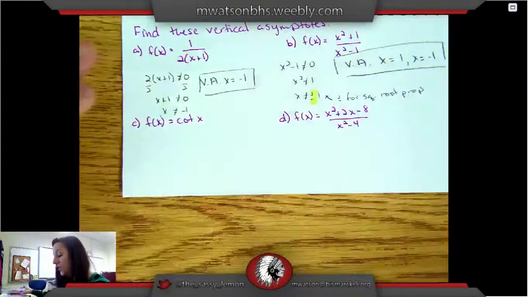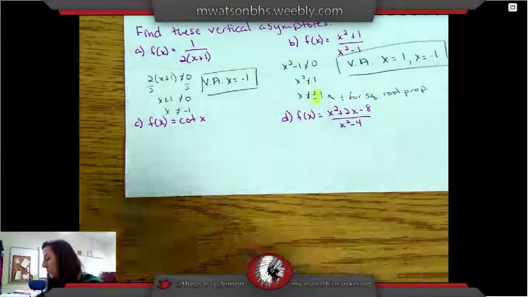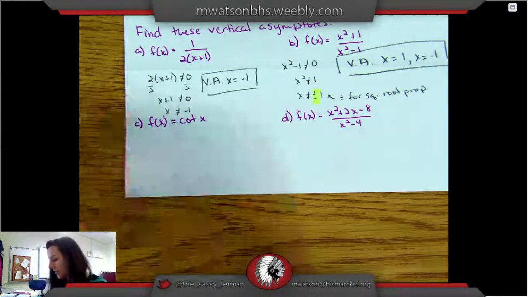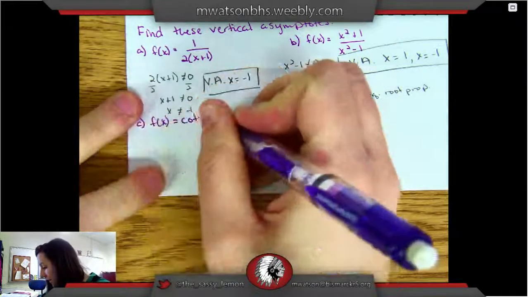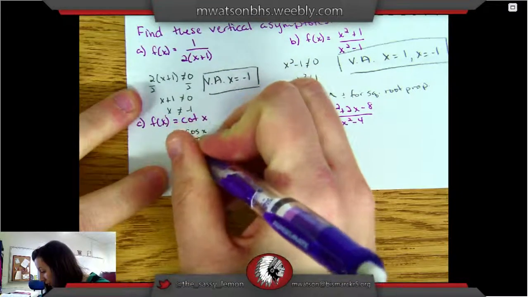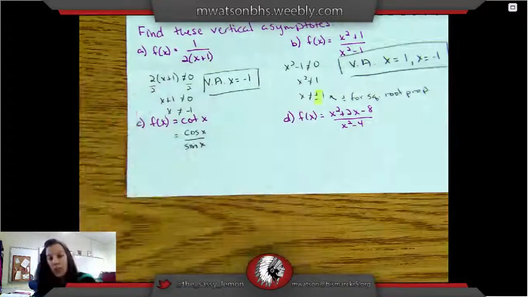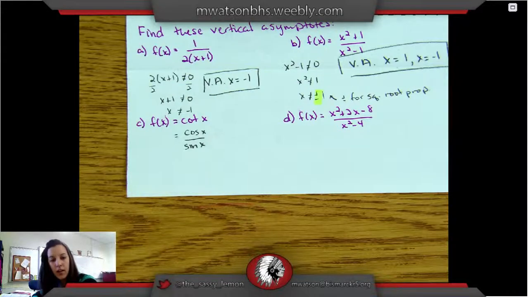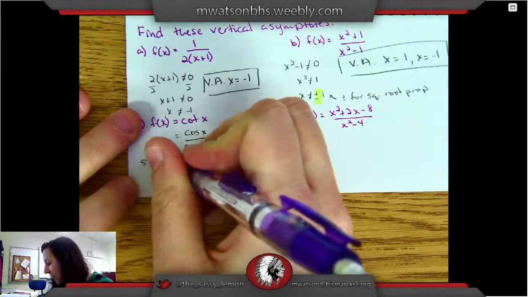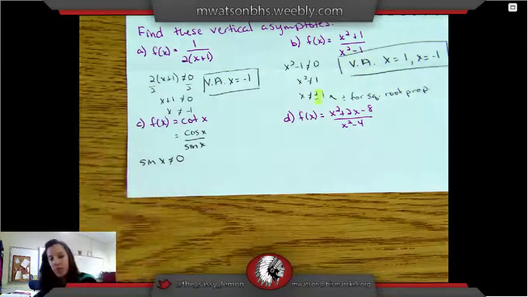That is the question. Well, remember that cotangent is one of our quotient identities. So we can rewrite this as cosine of x over sine of x. It's a quotient. It has a denominator. Oh, okay. So when sine of x equals 0, that's when we have our vertical asymptotes.